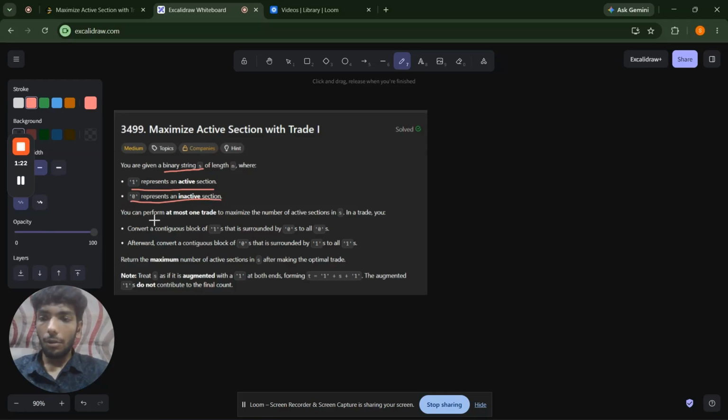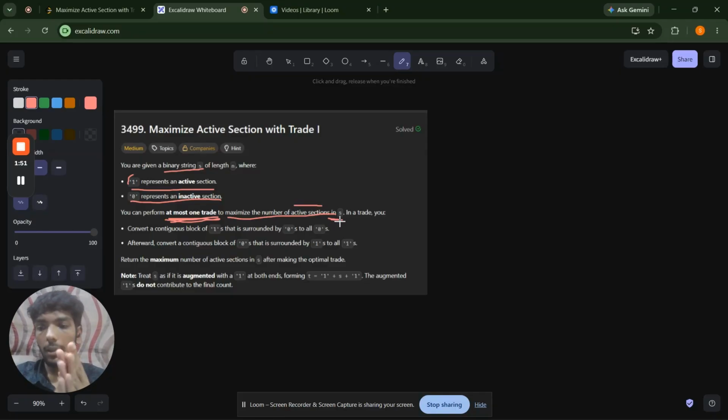Okay, we need to perform at most one trade. At most one means it can be either 0 or 1 number of trades, in order to maximize the number of active sections. What are active sections? Active sections are nothing but 1. So we need to perform at most one trade over a particular condition in s such that the count of ones within that string is maximized. Okay, so what is the trade about?